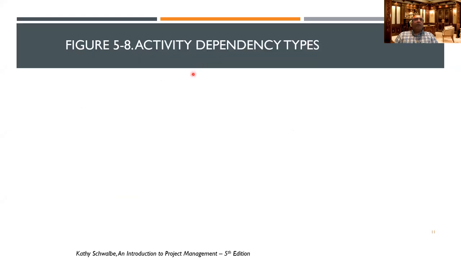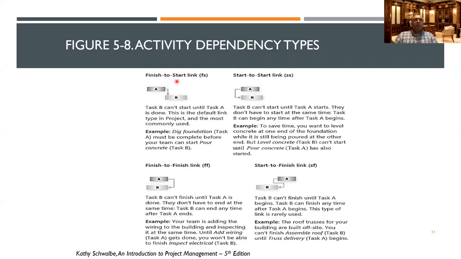So activity A, let's take a look at this one. Finish to start link. Task B cannot start until task A is done. This is common, typical, default in most projects. Example, dig foundation must be completed before you can pour concrete. You have to first obviously dig, then you can pour the concrete. So it's a finish to start activity, and this is shown this way, with the arrow. As you can see, the arrow comes out from the end of A and it goes to the start of B. This shows us it is an FS relationship.